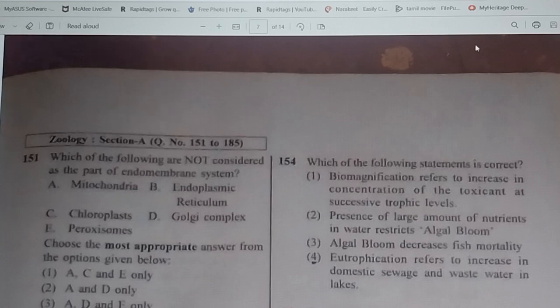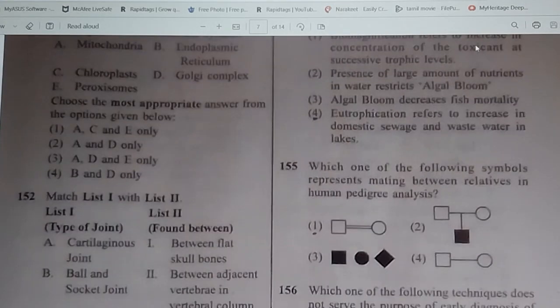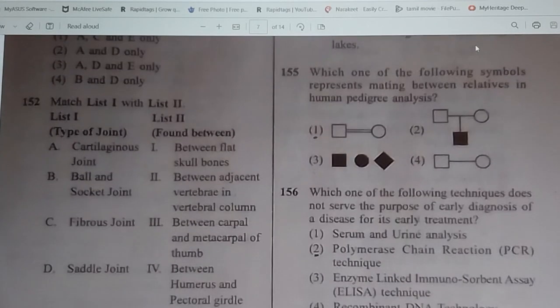Biomagnification refers to increase in concentration of toxicant at successive trophic levels. Is the correct statement? It is option A. 155. Mating between relatives is option A. Two lines are coming between girl and boy, it is consanguineous marriage, that is option A.